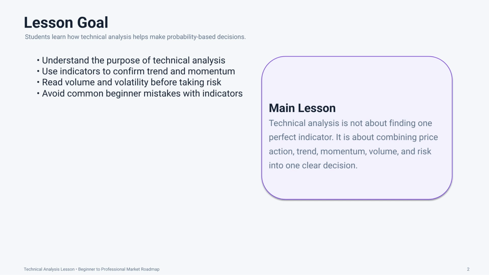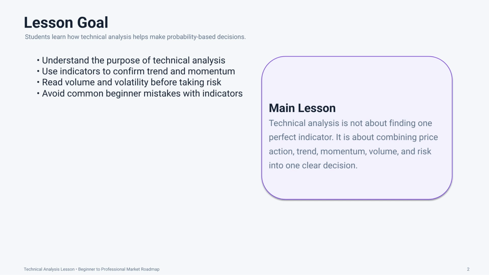The first goal is to understand the purpose of technical analysis. We use technical analysis to study price movement, find trends, and identify possible entry and exit areas. The second goal is to learn how to use indicators to confirm trend and momentum. Indicators should help us see whether the market is strong, weak, trending, or slowing down.